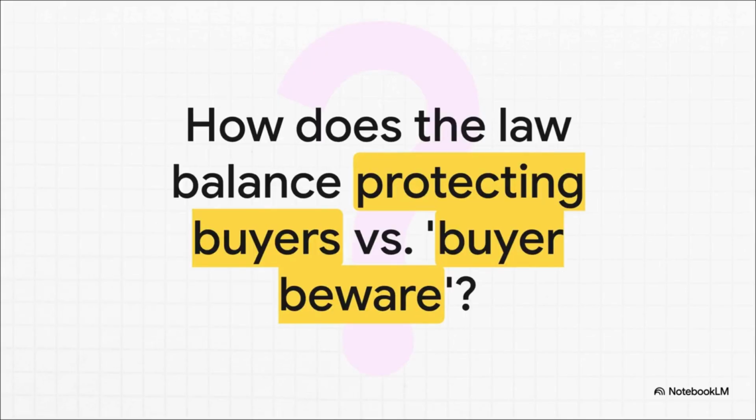And to leave you with one last thing to think about, this whole area of law is really a balancing act. On one side, the law wants to protect people from being tricked. But on the other, there's that ancient principle of caveat emptor, which basically means let the buyer beware. Think about how the rules we've just discussed try to strike a fair balance between those 2 powerful ideas.